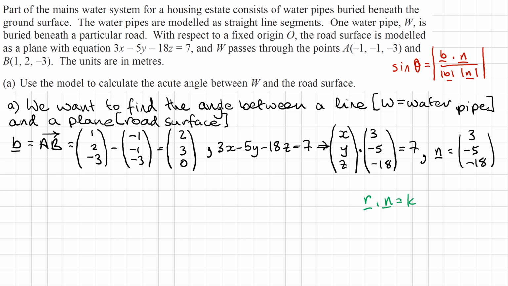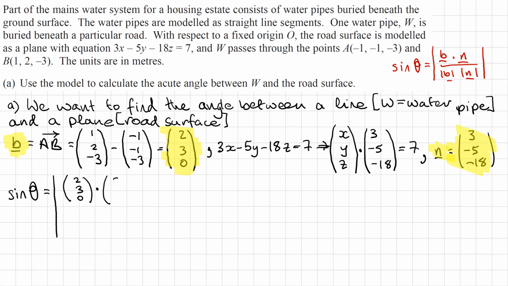So now I can just put B and N into my formula. So let's just highlight those. Here's my B and here's my N. Okay, so the sine of the angle is equal to the modulus of, so we want to work out B dot N, so that'd be (2, 3, 0) dot (3, -5, -18) over, so we want the length of B.